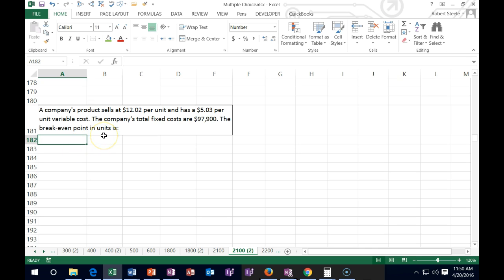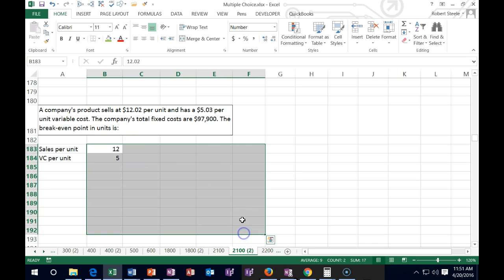So notice a key factor here is we're looking for the break-even in units. We've looked for the break-even in total sales dollars. In this case, we're going to calculate the break-even in units. How many units do we need to produce in order to break even? The way we're going to do that is we're going to take the contribution margin per unit and divide it into the fixed cost. So let's take a look at that and see if that makes sense. We're going to say, okay, the sales per unit is the 12.02, and the variable cost per unit is 5.03. I'm going to have to add some decimals here, obviously, so I'm just going to highlight this whole area where my calculations will be.